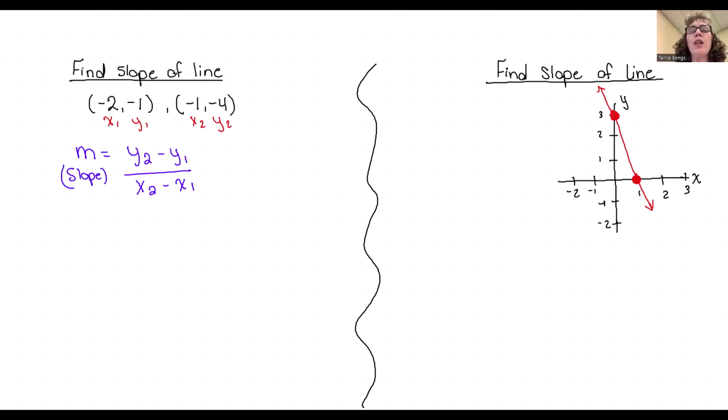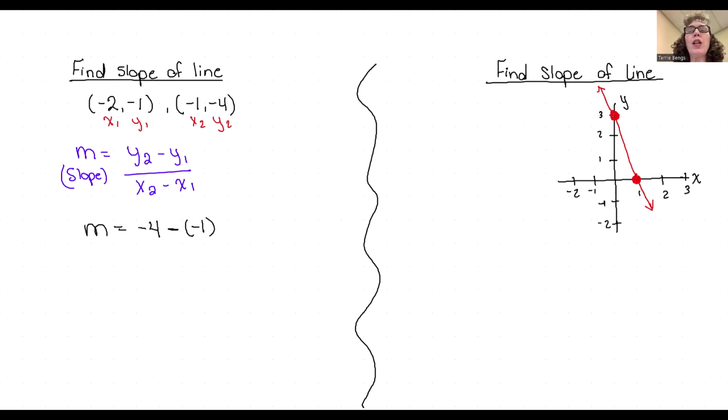So we have m equals, and we start out with y2. Our y2 is -4, minus, and then y1, which is -1. We are going to put that -1 in parentheses just because we don't want to lose that negative, even though we have a minus between them, we still have a -1.